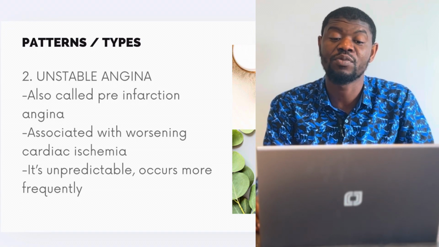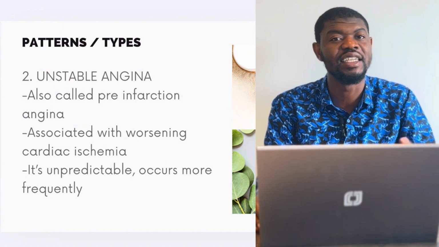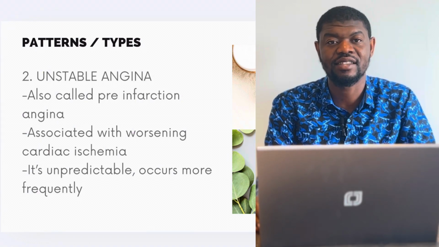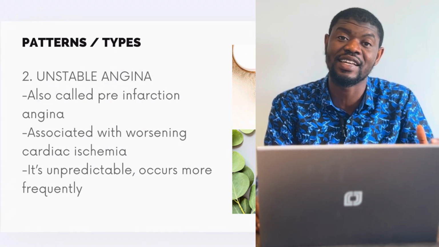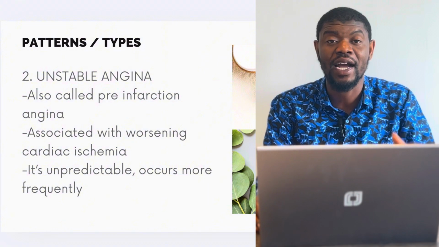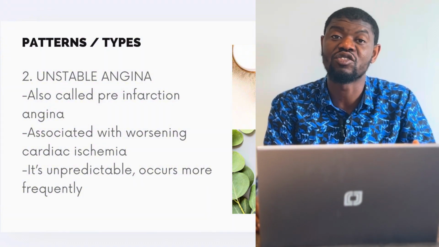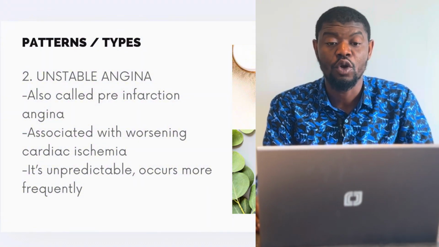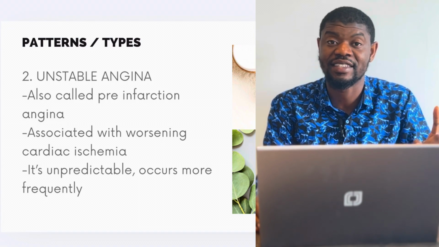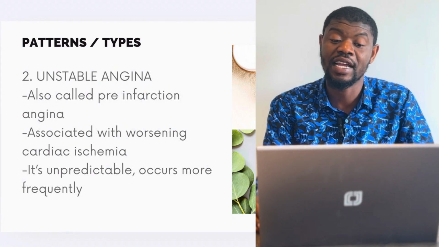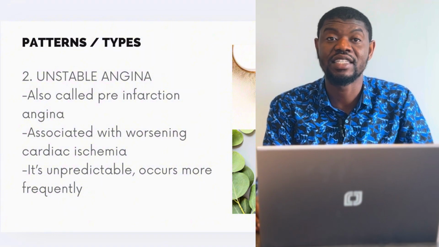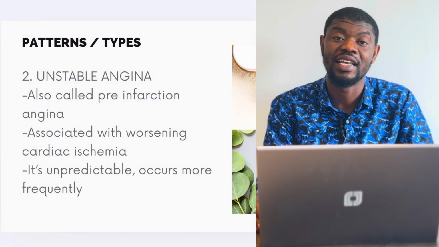Now, the second type of angina pain is what we call an unstable angina pain. This can also be called pre-infarction angina. The name suggests pre-infarction because when there's a consistent or prolonged myocardial ischemia, it can lead to myocardial infarction, which we will talk about in the next couple of videos as we journey through the cardiac conditions that we need to know for the NCLEX RN exams. Unstable angina is also associated with worsening cardiac ischemia.